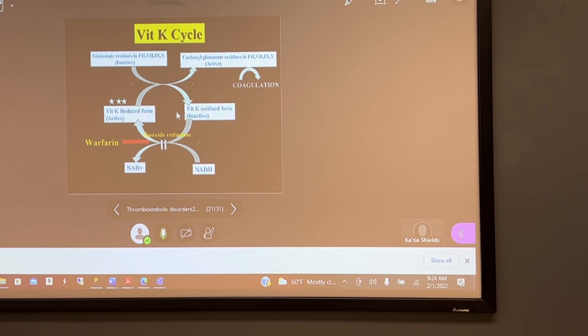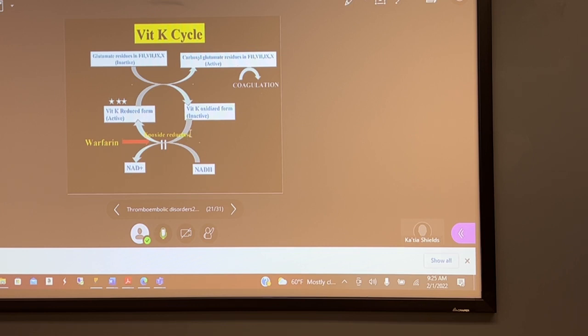And how does vitamin K come in? Vitamin K has a cycle, between the reduced form and the oxidized form. Now, when vitamin K is in the reduced form, that is when it is active, it is able to bring about that carboxylation process. So the cycle is going on, the reduced form is formed, carboxylation of glutamate residues occurs, and you have coagulation. Now, the enzyme that is involved in the conversion of the oxidized form of vitamin K to the reduced form, we call it epoxide reductase.